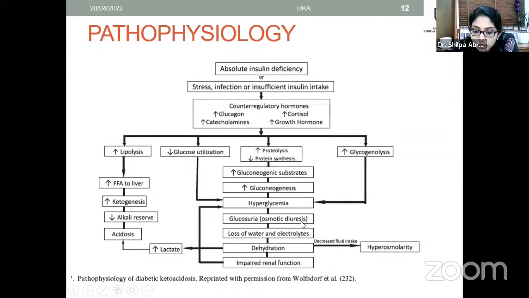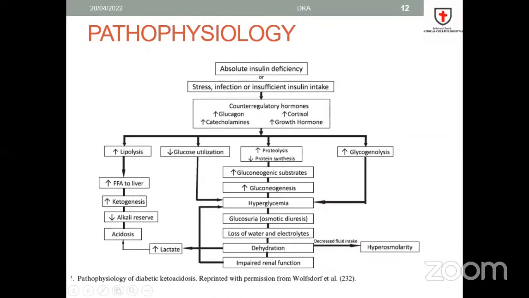So that is glucosuria. And when glucose comes in urine, what else comes out? It pulls out water also, and along with that, the electrolytes also. That will lead to dehydration. Okay, and that can lead to pre-renal, impaired renal function.